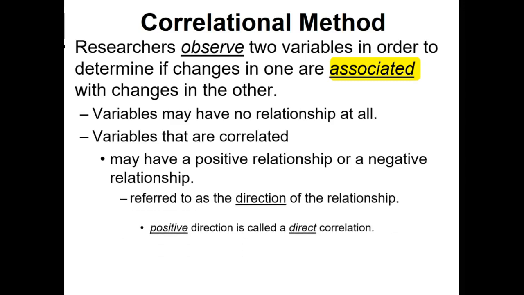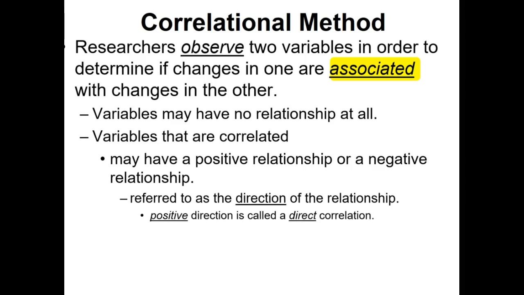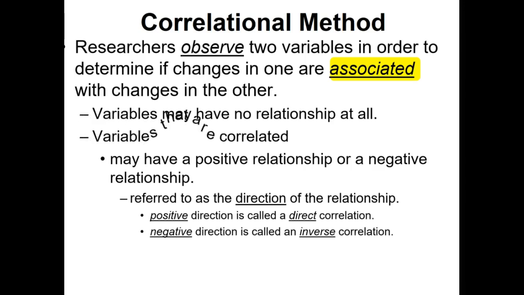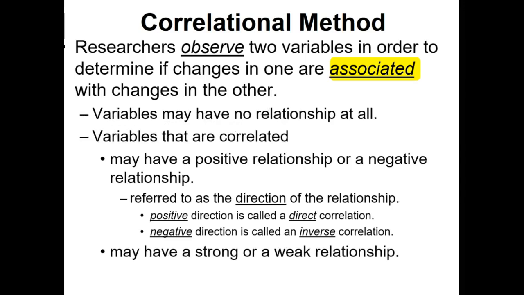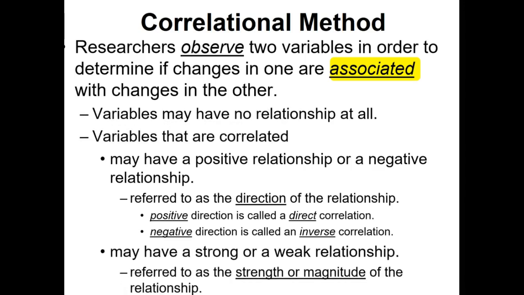A positive direction is called a direct correlation. A negative direction is called an inverse correlation. Variables that are correlated may have a strong or a weak relationship. This is referred to as the strength or the magnitude of the relationship.